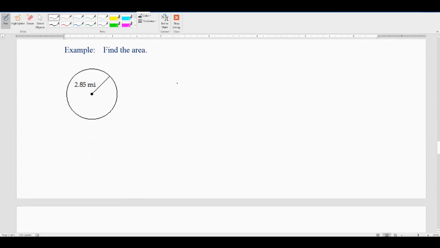We're going to find the area. We're going to use this formula. This is the formula for the area of a circle, pi r squared. So use pi as pi for now. And then r is 2.85. And then the r is squared, so don't lose those units, or that square, I mean the exponent. Miles, I can put that in there if I need to.